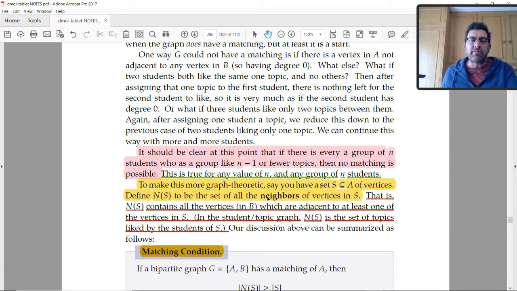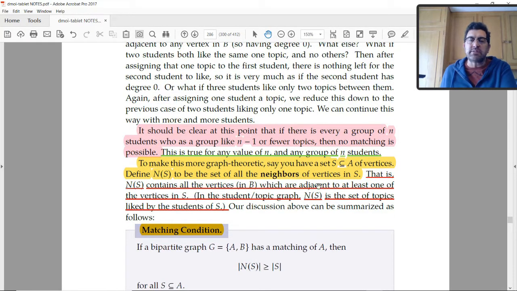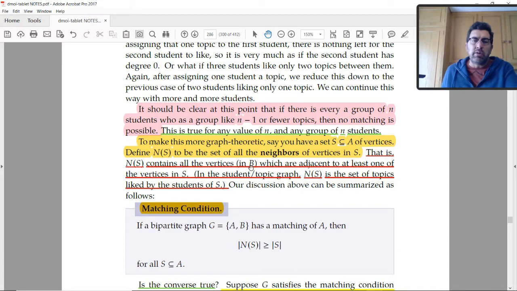So to make this more graph theoretic, say that we have a set S, which is a subset of vertices A. We define N(S) to be the set of all the neighbors of vertices in S. So N(S) are the neighbors of S. S is a subset of A, and then N(S) clearly will be a subset of the second set B. That is, N(S) contains all the vertices in B which are adjacent to at least one of the vertices in S. In the student or topic graph that we've just spoken about, N(S) is therefore the set of topics and S represents the set of students.